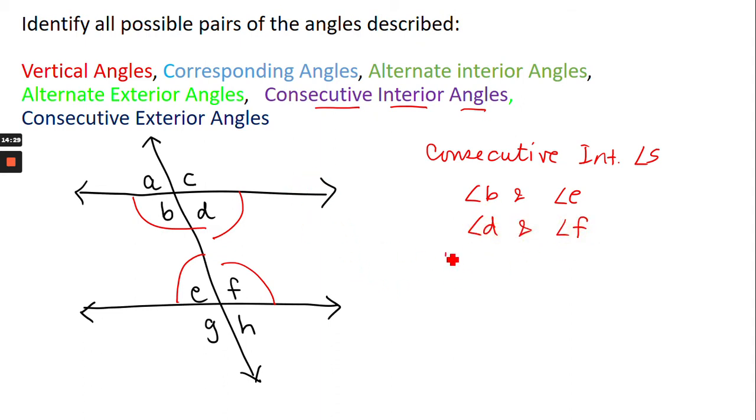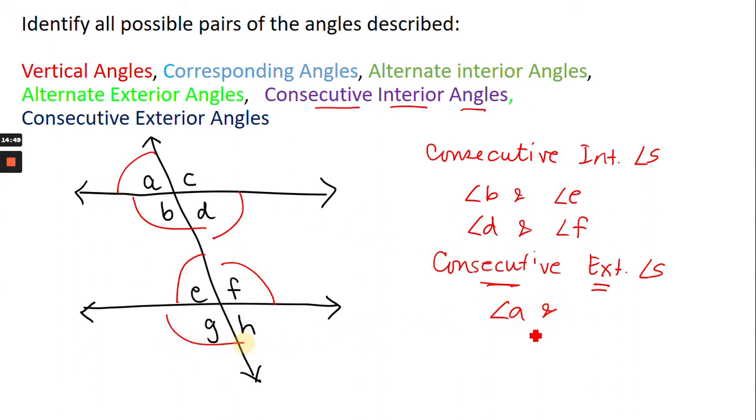Okay, what about consecutive exterior angles? Consecutive means they should be on the same side of the transversal and they are all at the exterior. So angle A and angle G, angle C and angle H.